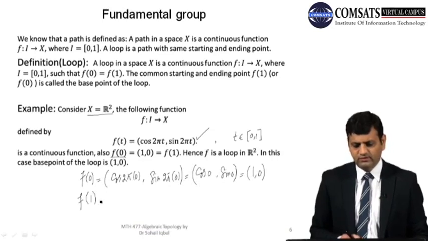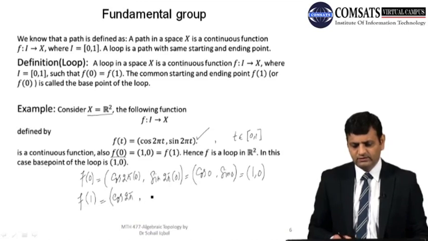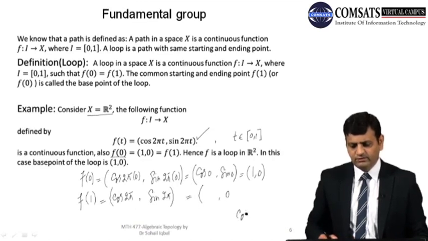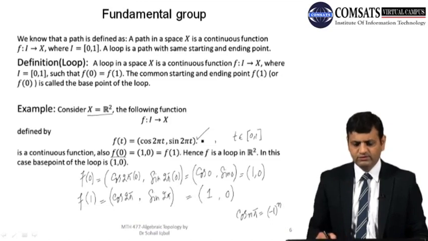Now let's see what is f(1). So f(1) is equal to (cosine 2π, sine 2π). We know that sine nπ is 0, so basically sine 2π is 0. Cosine nπ is equal to (-1) raised to power n, so this is basically 1. So once again we have seen that the starting and the ending point of this function is the same, and also f is continuous, so this is a loop in R2. Similarly we can define many other loops.